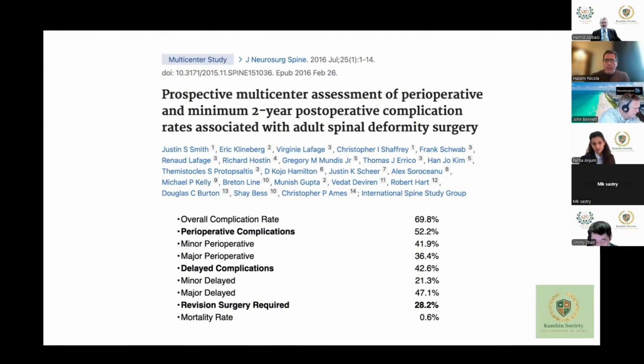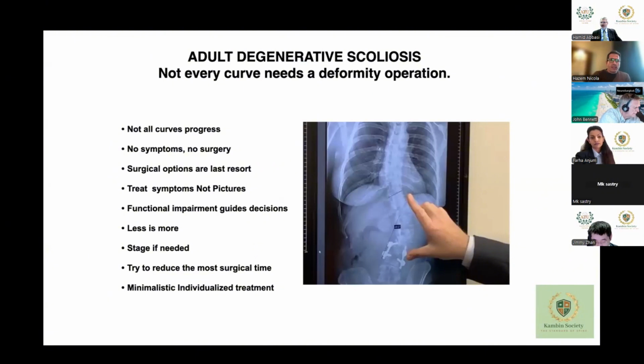And that's one thing that makes us think about what to do to improve that. So let's talk about what the real indications for correction in degenerative scoliosis are. Of course, not all curves need surgery. If you don't have symptoms and the balance of the patient is not that bad, you don't need surgery. But once you need surgery, what are the options?